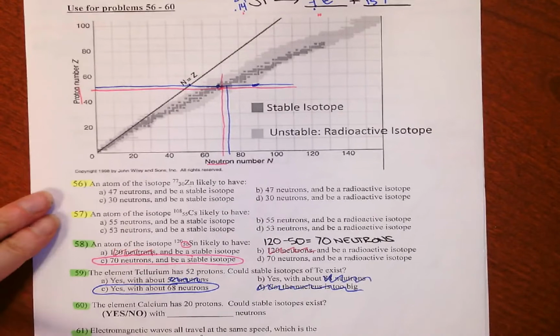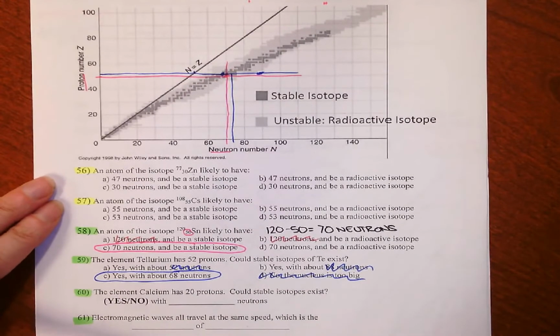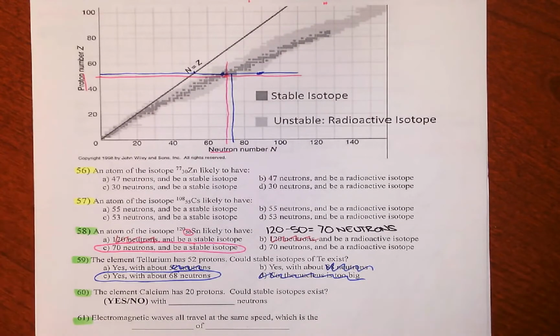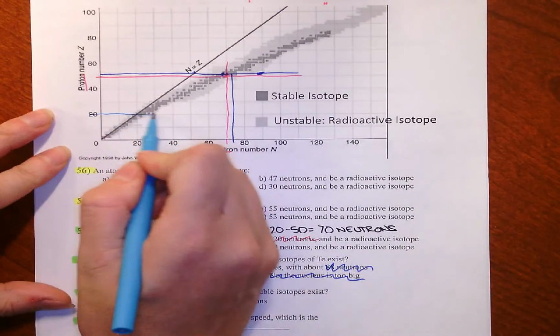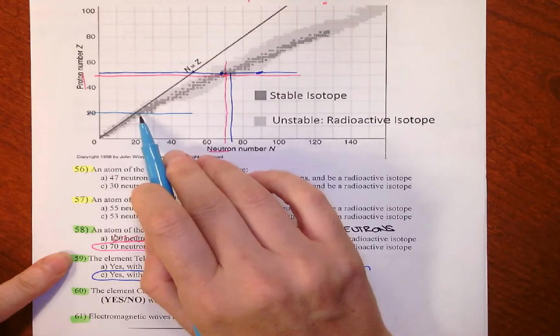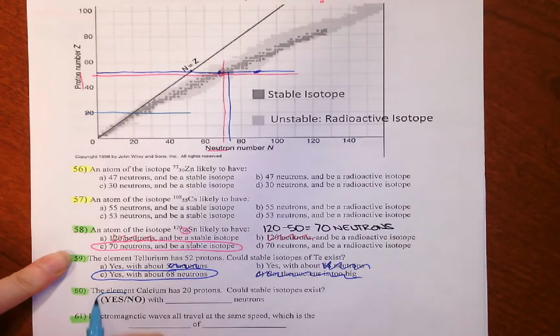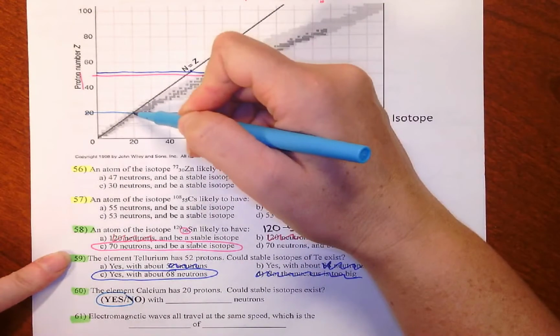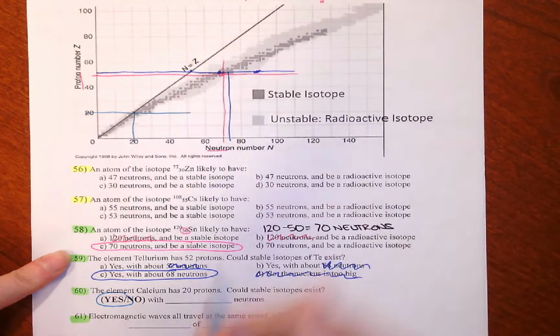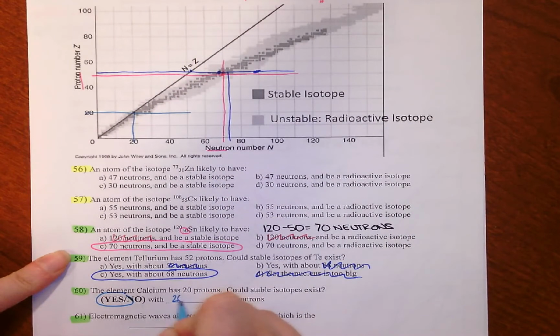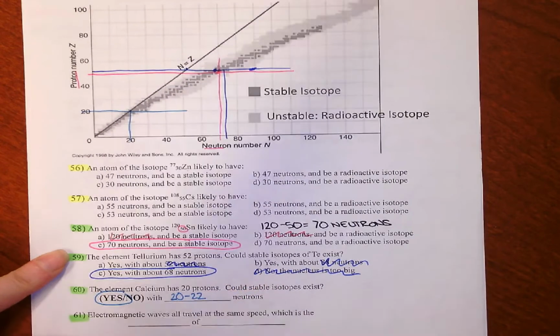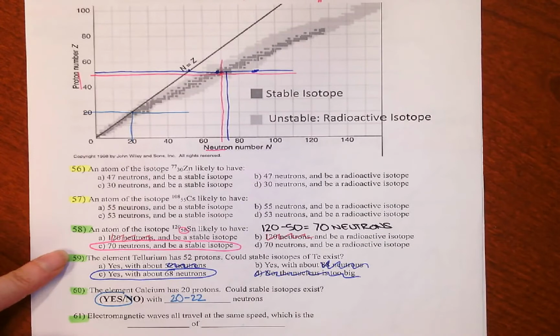Number 60 is another one that people get wrong sometimes on this and on their test. It says the element calcium has 20 protons. Can stable isotopes exist? So at 20 protons, yes, it's possible to be stable. So I'm going to say yes. With about how many neutrons? Well, it looks like, I don't know, 20, 21, 22. So I'm going to say 20 to 22 neutrons. Somewhere in there, it could be stable.